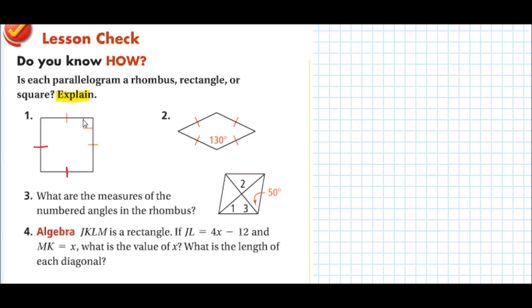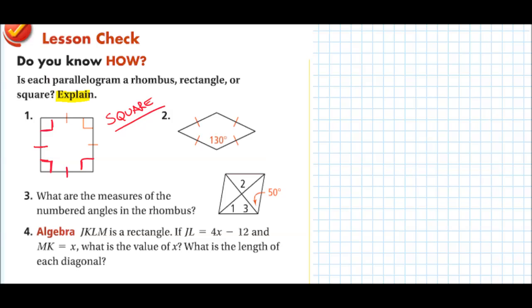We know opposite angles must be congruent. So if the upper right is a right angle, the lower left is a right angle. We also know consecutive angles must be supplementary. So if one angle is 90, the consecutive angle has to be 90. So we have four right angles and four congruent sides. So number one we can define as a square.